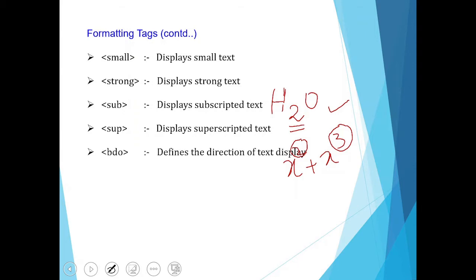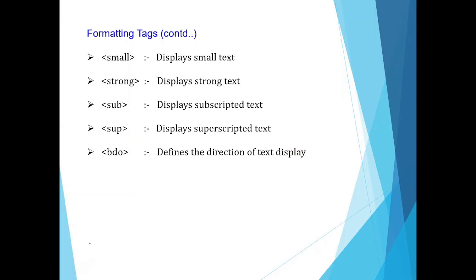Then comes BDO. BDO helps us to define the direction. If you are writing a text from left to right, wherever you mention BDO, it will display that text in a right to left position in the output. So when you write BDO in front of any text, if you have written it left to right, it will show the output mode as right to left. So it will be reading the characters reversed. For example, this is display, you have written between the BDO tag. Then it will be displayed reversed.